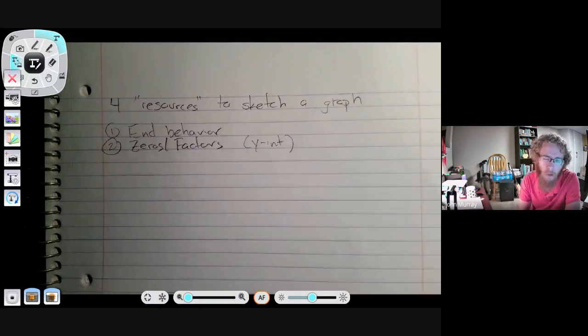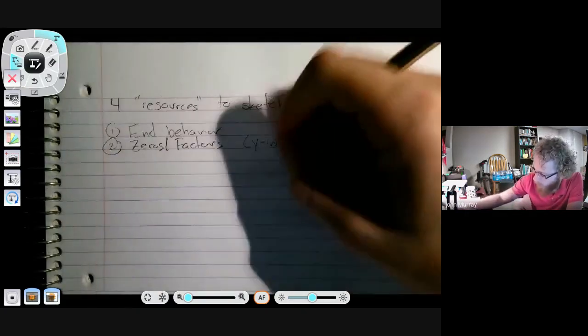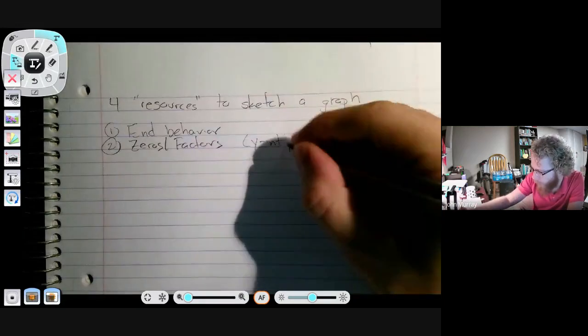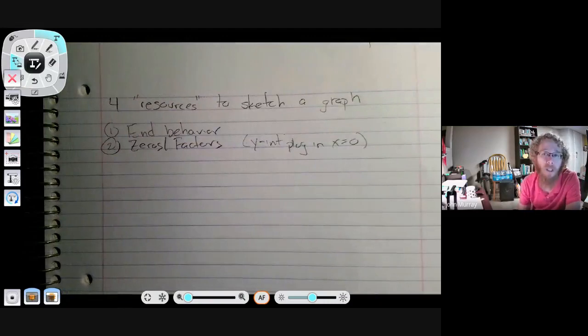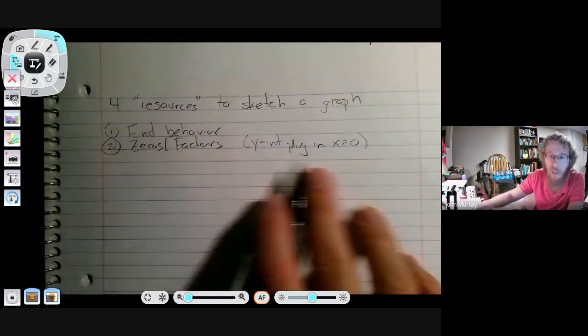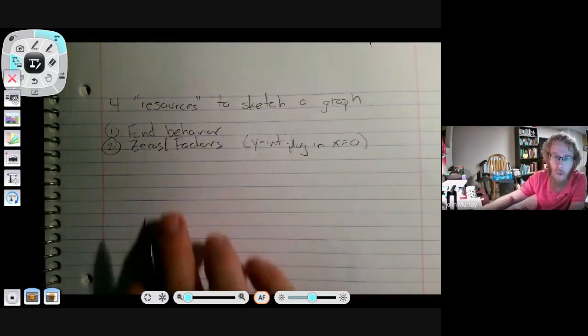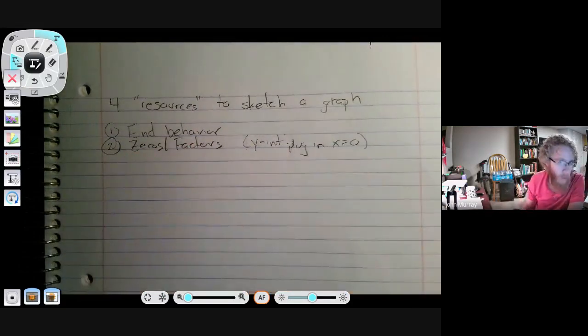Also, we can always use the y-intercept. The y-intercept is the easiest to find. All we have to do is plug in x equals 0. So in general, we have our intercepts: x-intercepts, which are zeros and factors, and you have your y-intercepts.